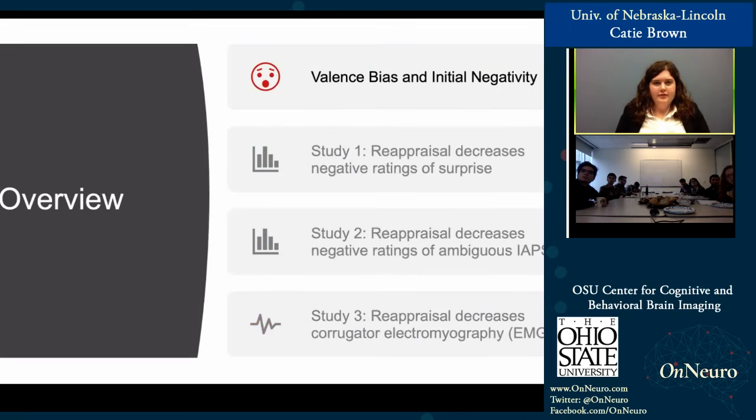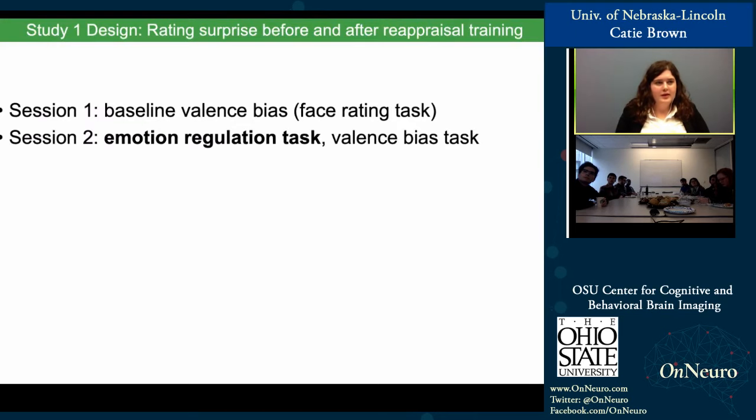So just to review, valence bias is an individual's tendency to interpret ambiguity as negative or positive. Negativity is the default, and we think that reappraisal is what promotes positivity. So in study 1, we trained participants in reappraisal to see if this would equip them with the necessary skills to arrive at a more positive interpretation of ambiguity. Specifically, we measured valence bias before and after training participants to use cognitive reappraisal. This was with 29 new participants.